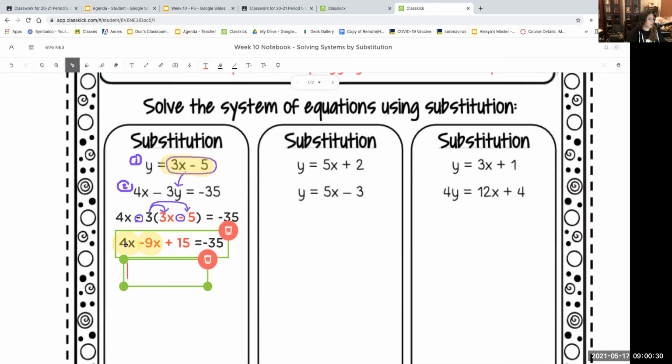I have that with red. 4x minus 9x. I have $4. I want to spend 9. How much more do I need? I need, because 9 is bigger, need what? 5x. 9 minus 4 gives me a 5x. Everything else comes down.